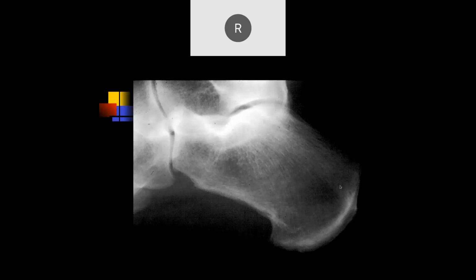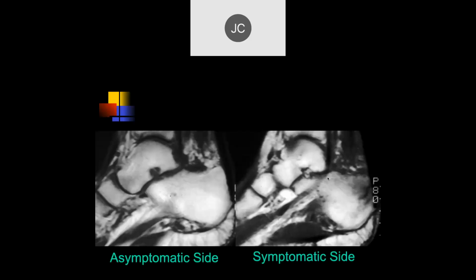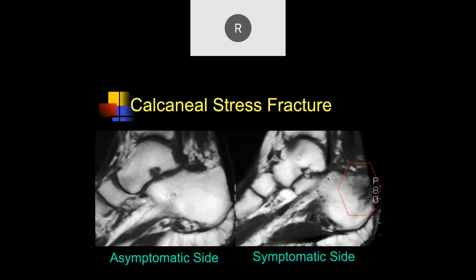So we did MR scans of both sides. This is the symptomatic side. And here we can see the asymptomatic side and the symptomatic side, T1 weighted sagittal images. So what do you see here? Yeah, on the symptomatic side, it looks like there's some edema and maybe even a stress fracture there. Yeah. So this is a calcaneal stress fracture.